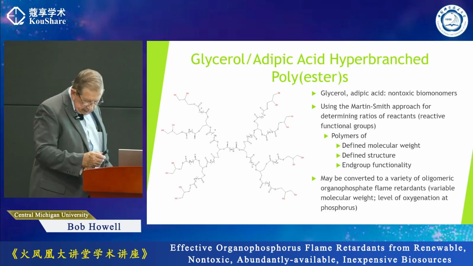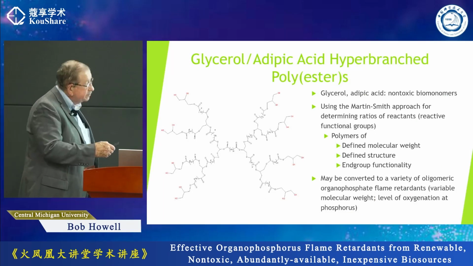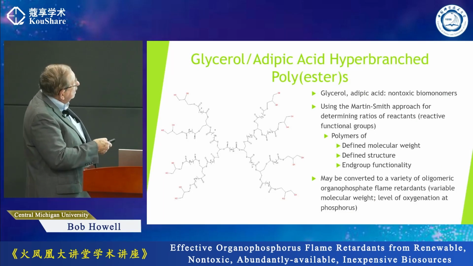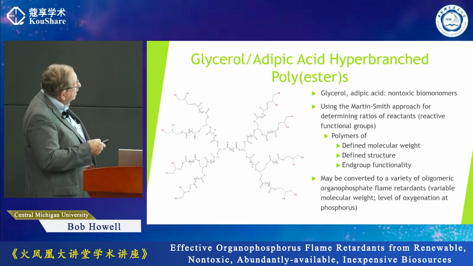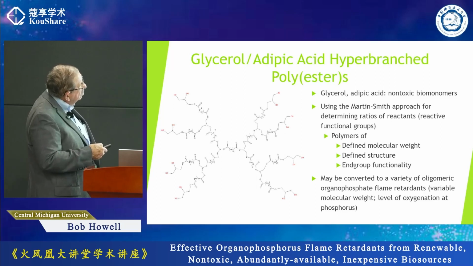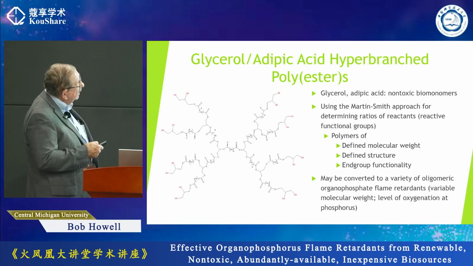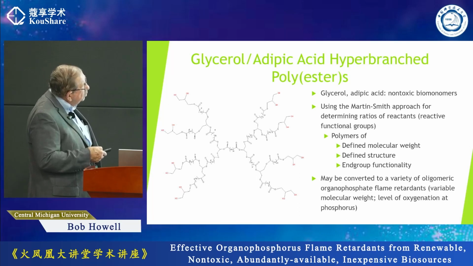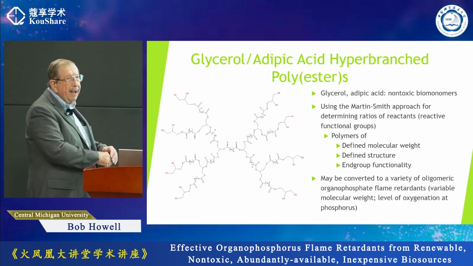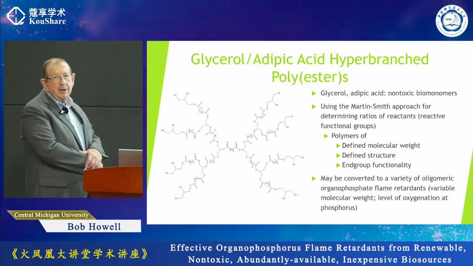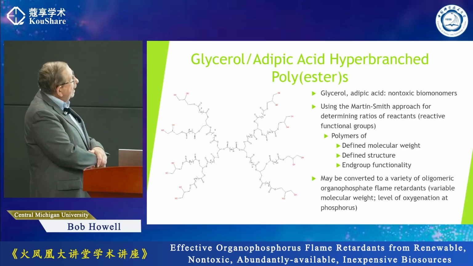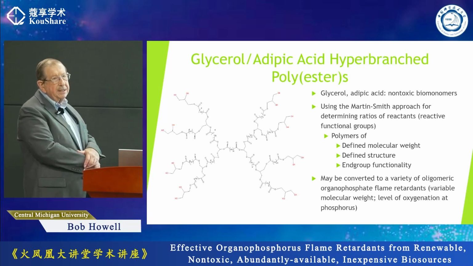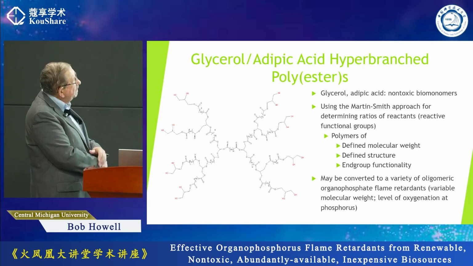This I mentioned. These are the hyperbranched polyesters from glycerol and adipic acid. Glycerol, as you probably know, is a byproduct of biodiesel formation. So there's lots of it available. And adipic acid is a natural acid, which is, again, inexpensive.